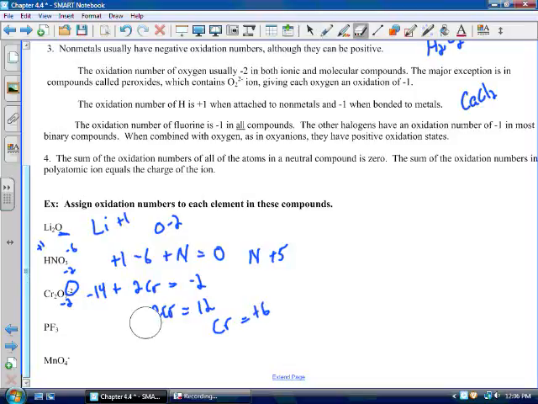In PF3, our example, fluorine is -1. We said fluorine is -1 in all cases, giving us a total of -3. Therefore, phosphorus must be +3.